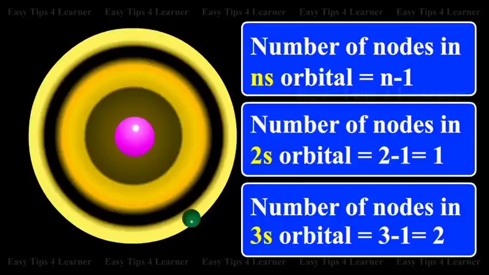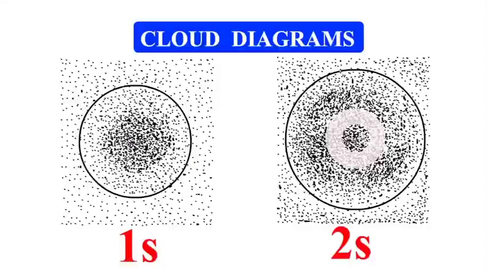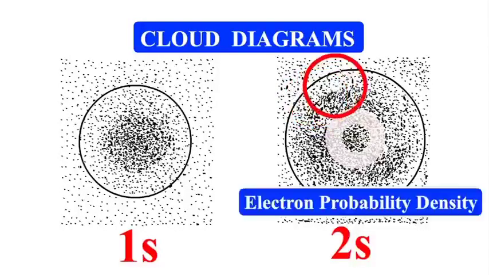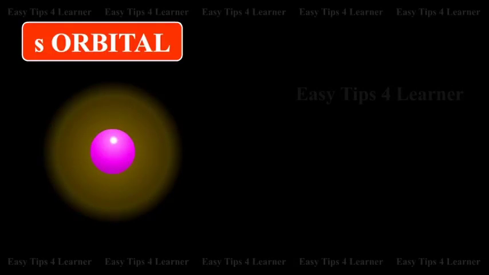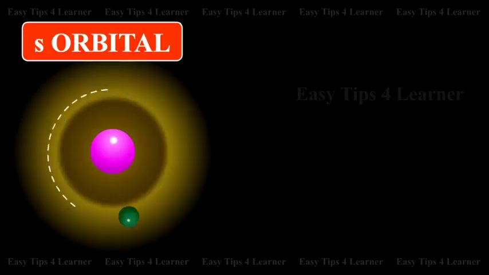These probability density variations can be visualized in terms of charge cloud diagrams. In these diagrams, the density of the dots in a region represents the electron probability density in that region. Boundary surface diagrams of constant probability density for different orbitals give a fairly good representation of the shapes of the orbital.